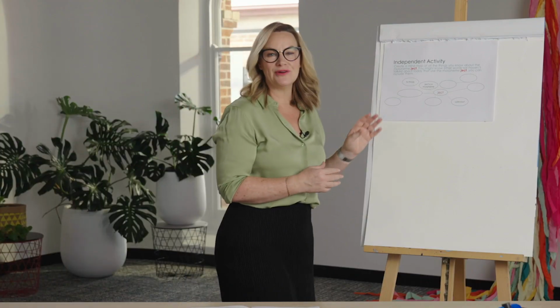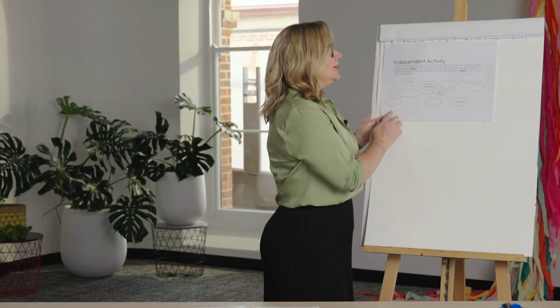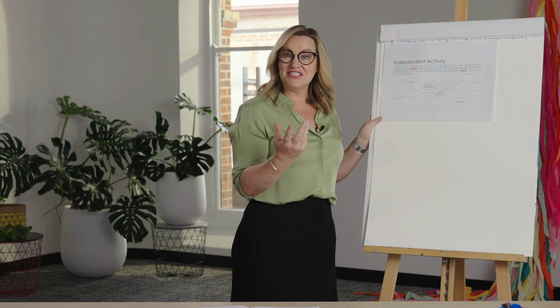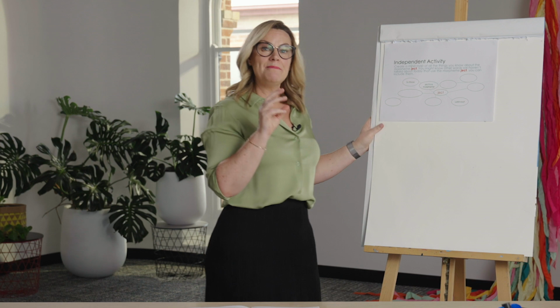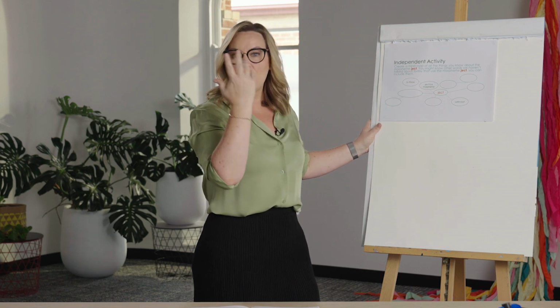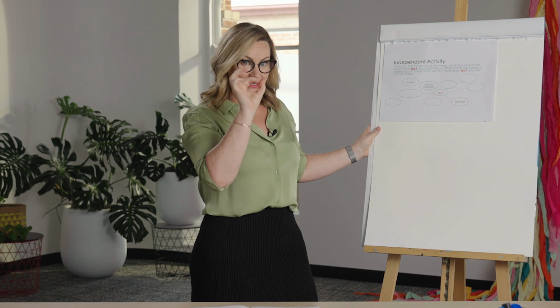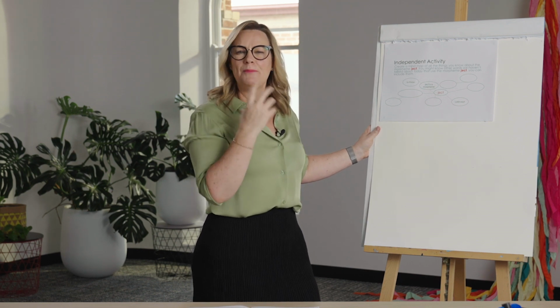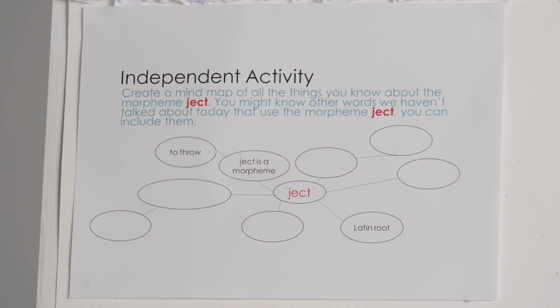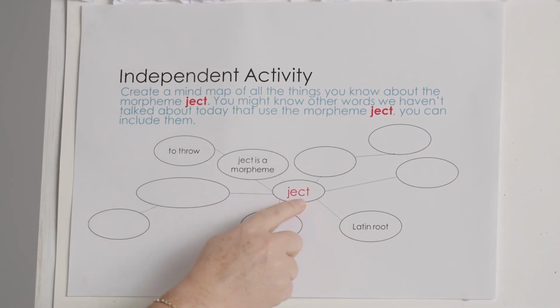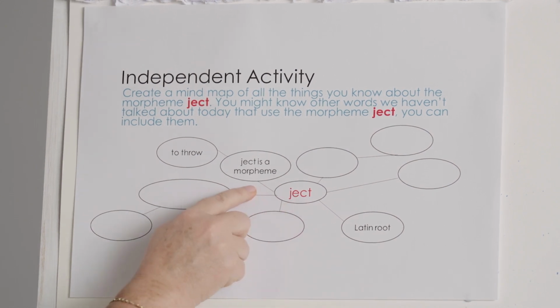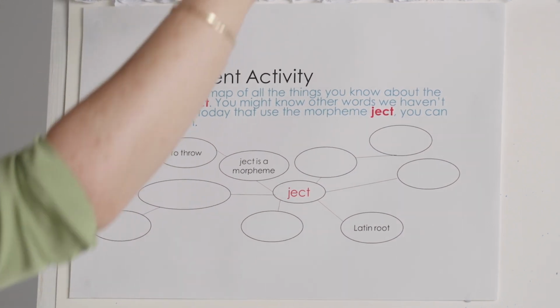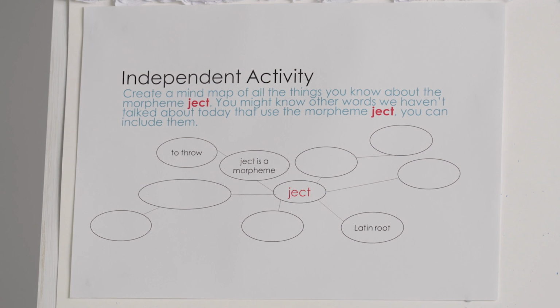Okay, so we've come to our independent task. I've reset my board, so come over and let's have a look at your independent task today. So it's a mind map. We haven't done one of these in a long time. So a mind map is when you write down or even illustrate, drawing little icons or pictures, whatever pops into your brain. So you can see that from ject, you might remember that ject is a morpheme. And then you might remember it means to throw. So your mind map bubbles out with all of the ideas that are bubbling into your mind.